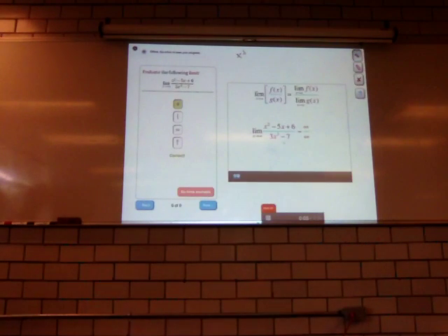Let's rewrite this expression up here. It's x squared minus 5x plus 6 over 3x cubed minus 7. One thing that'll help with these rational expressions is to divide the top and bottom by the highest power that we see. In that case, it's an x cubed here. So I'm going to divide every single term by an x cubed, the numerator and the denominator.